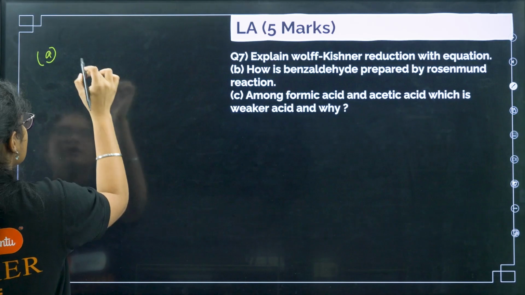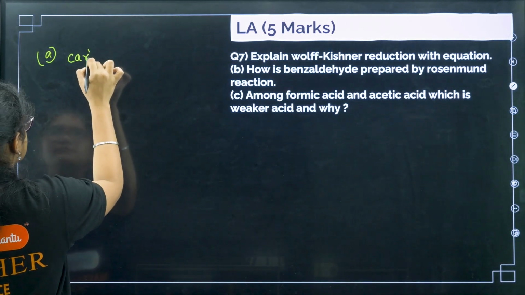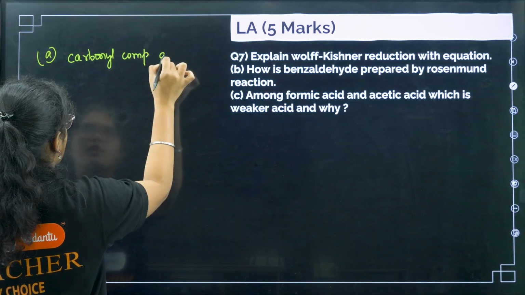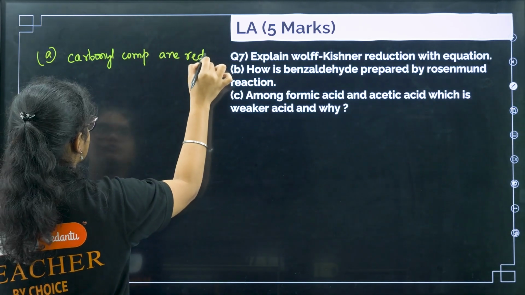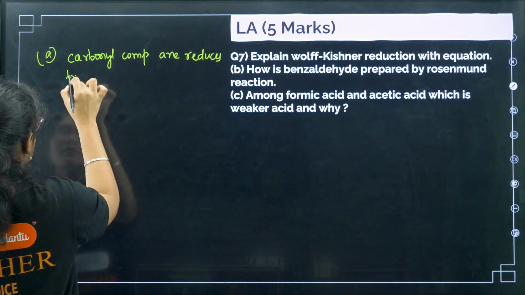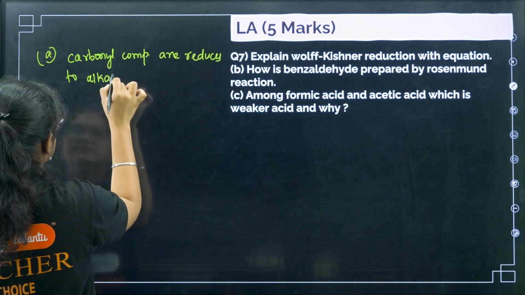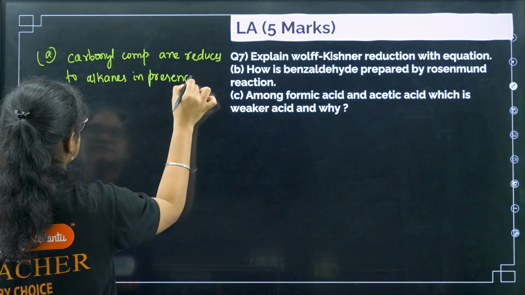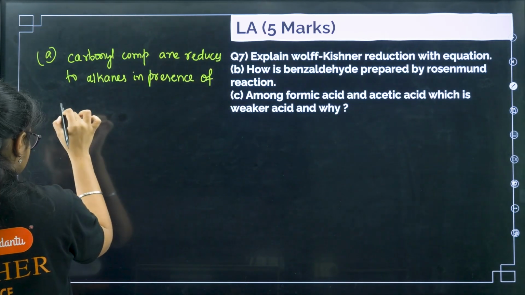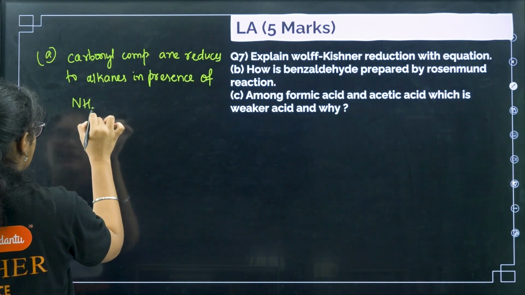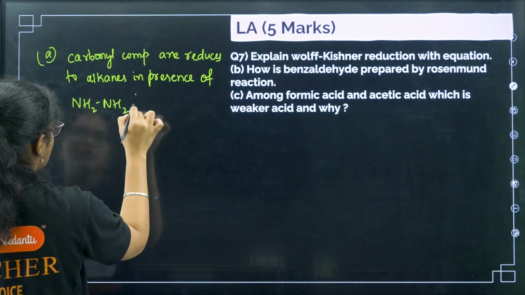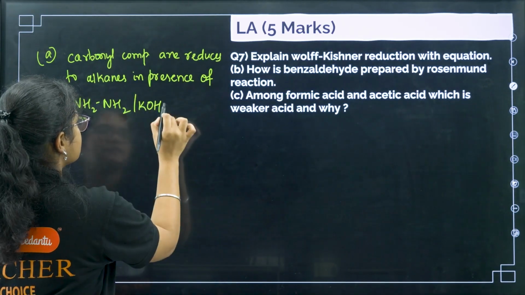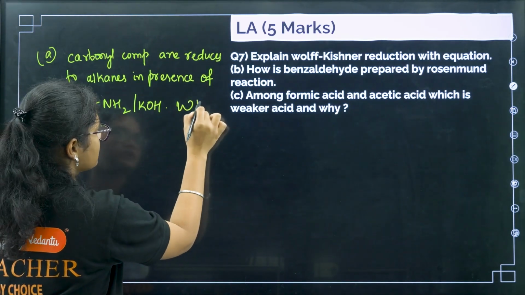You can just write down carbonyl compounds are reduced to alkanes, in presence of hydrazine, that is NH2NH2, and alkali, you can write NH2NH2, KOH. This reaction is called Wolff-Kishner reduction.